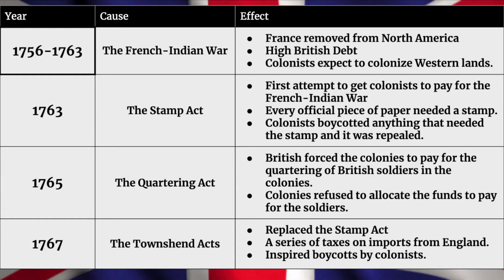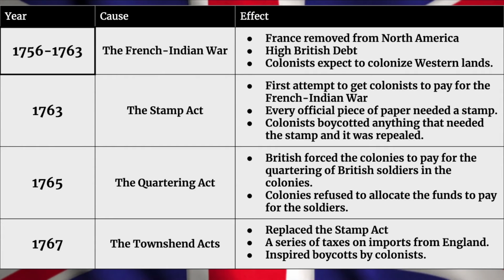But from the point of view of the great power struggle taking place globally across the world, the British were now the preeminent power. The British accumulated a large amount of debt because of the war. And as a result of the war, the colonists in the 13 colonies developed an expectation that they would be able to move west and start colonizing those lands in the Ohio River Valley.